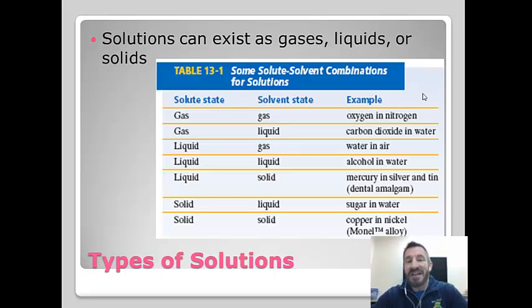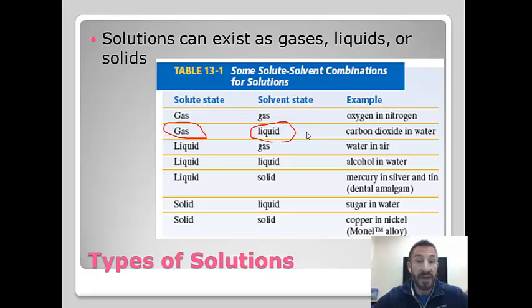So there are lots of types of solutions. You could have a gas in a gas, like our air is a solution. You could have water vapor in air, that's a solution. Now notice when we talk about this, the solute is always in the state of the solvent. So for example, when you have a gas in liquid solution, the gas, which is carbon dioxide, is going to be in the state of the solvent, which is a liquid.